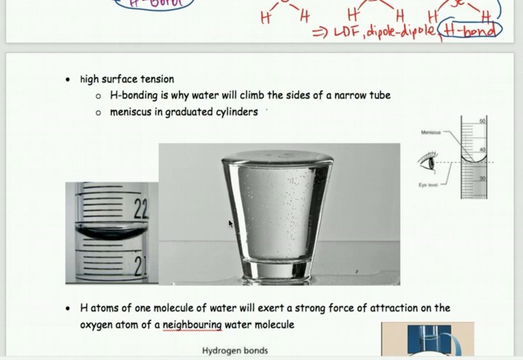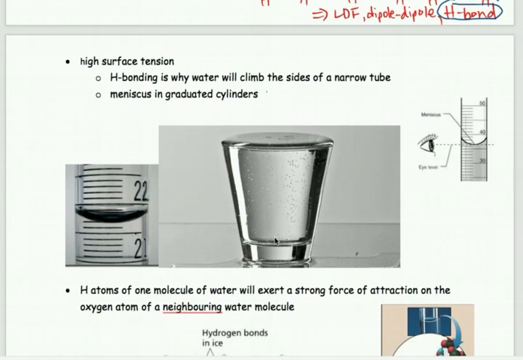So another property that water has is high surface tension. Okay, so if you take a look here, I found a picture where someone over poured a glass of water, and you see that extra, it's almost like a bubble at the top here. Okay, so that again is due to H bonding.